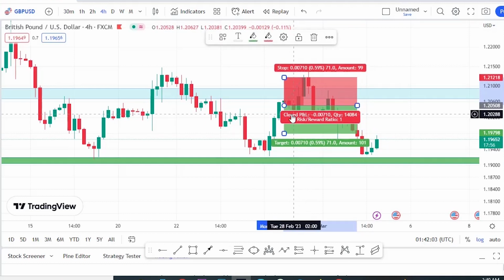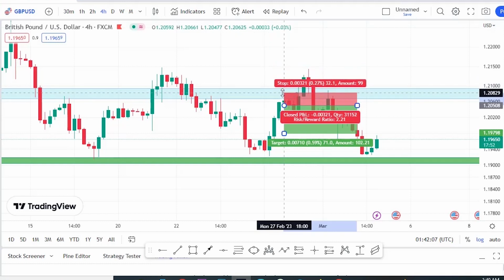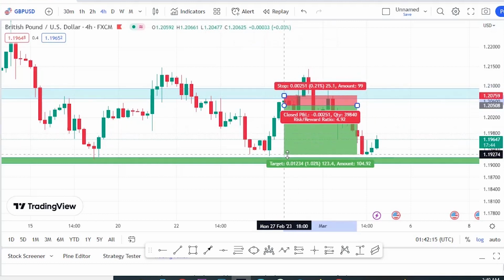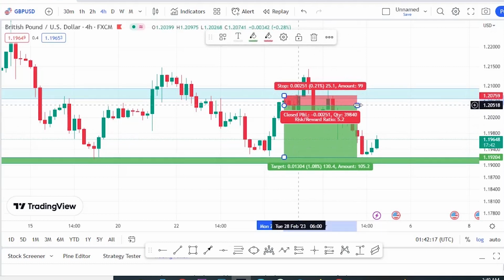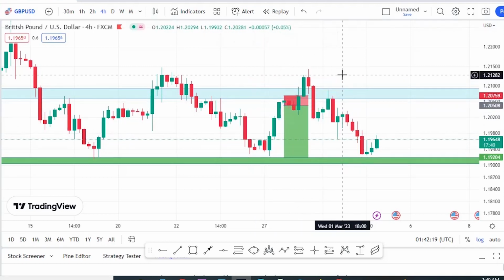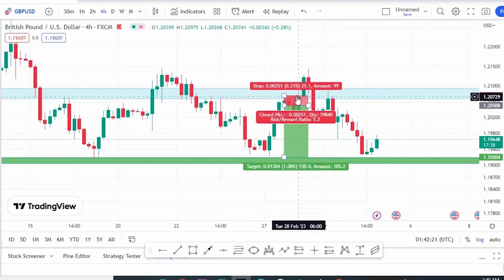Right at the new candle opening, I placed my stop loss very tight at this point, and then I was targeting this level to the downside. So price eventually ended up wicking me out of the trade.